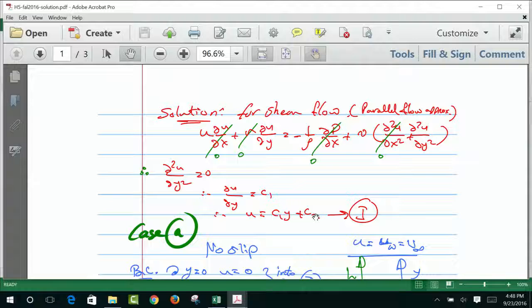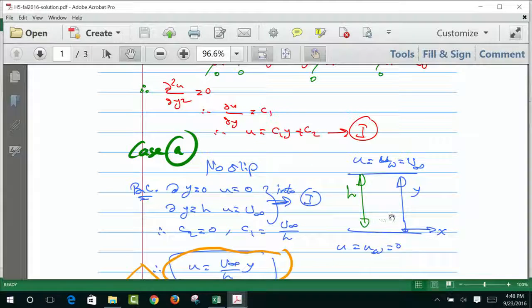Now, how are we going to get c1 and c2? Boundary conditions. What are our boundaries? u equals 0 at y equals 0, and u equals u infinity at y equals h. When you put those in here, if u equals 0 at y equals 0, that means 0 equals 0 plus c2. Therefore, c2 equals 0, and so u is simply c1y. Since u equals u infinity at y equals h, c1 is u infinity over h.